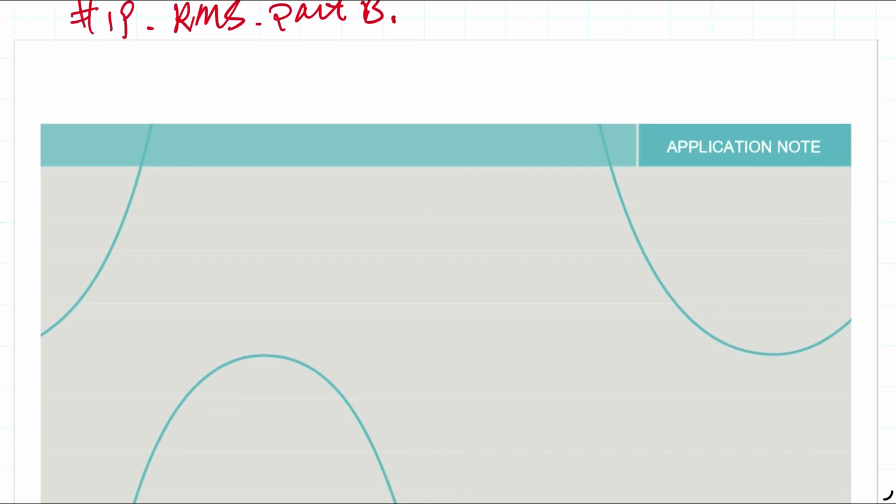Let's keep looking at the RMS signal. This is part B. In part A, we defined the RMS signal, what it looks like in the discrete domain, in the continuous domain, and what its physical meaning is in terms of electronics.